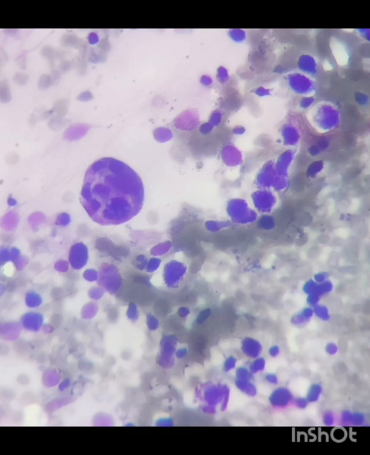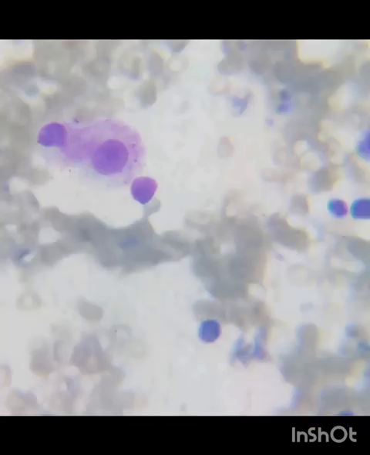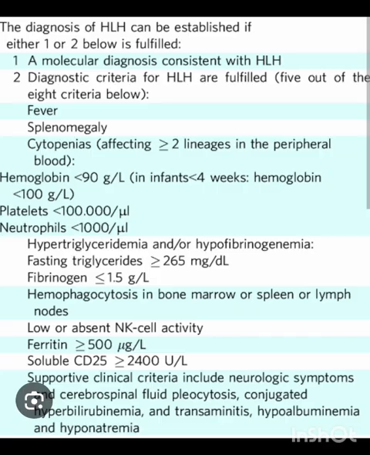The hematopoietic cells which are engulfed are NRBCs or the erythroid series, along with the myeloid series, engulfed by the macrophages. So in brief, one should look for molecular diagnosis along with hematological parameters like bicytopenia, fever, splenomegaly, and disarrangement in lipid level, along with increased ferritin level. So one must fulfill all these criteria before labeling it as HLH.